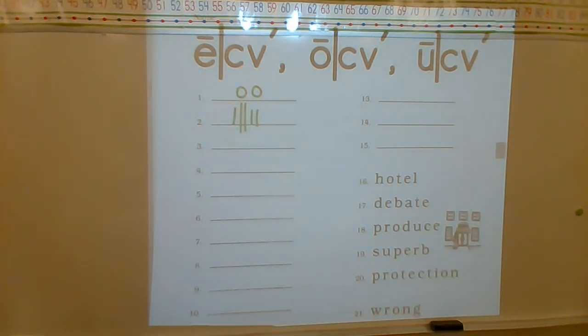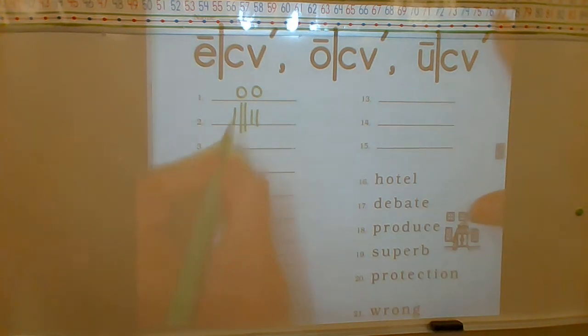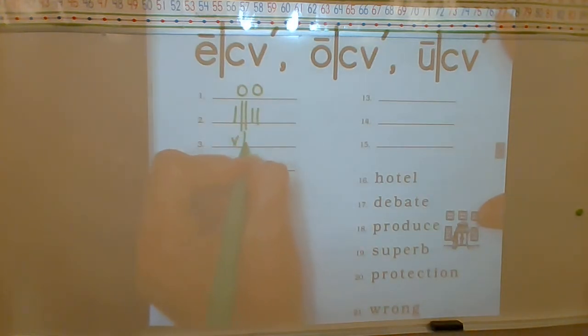Number three, echo z, z. Write the letters beside number three that make the z sound, like have, love, and give. Number three. That's right. V, final sound, V-E.